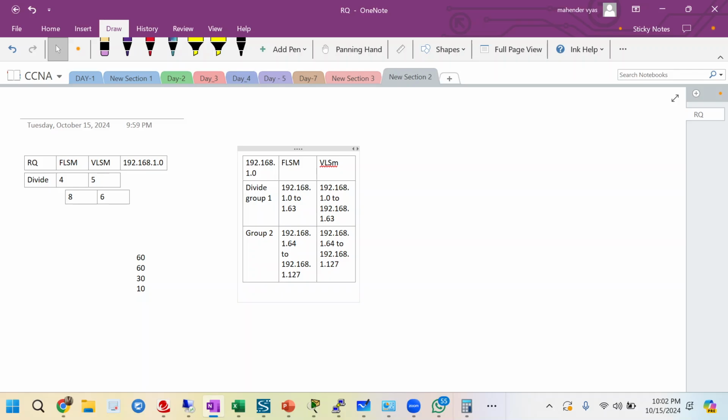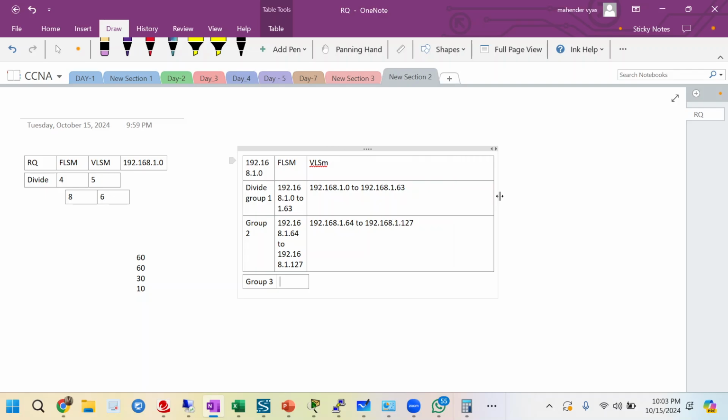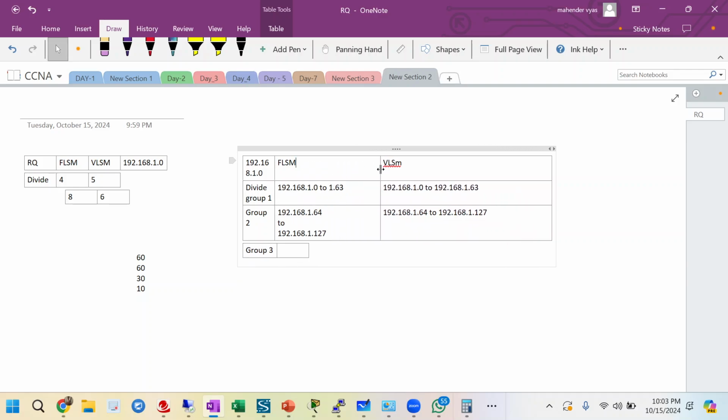Now let's see the changes from group 3. For group 3, the requirement is 30, but in FLSM we started dividing with 64 users, right? Now we cannot change to 30 users in FLSM. We need to use the same: 192.168.1.128 to 192.168.1.191. 128 plus 63 is 191, right? Now in VLSM we can make changes. We can use it for 30 users also.